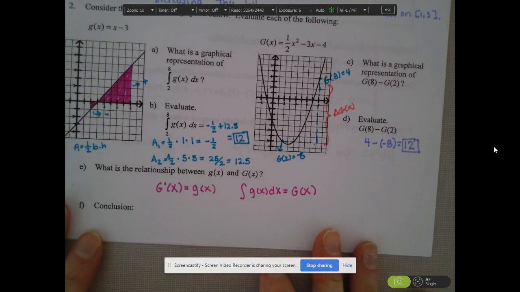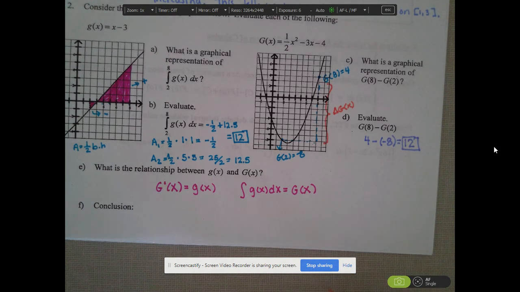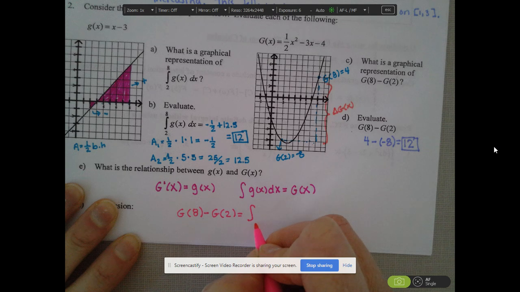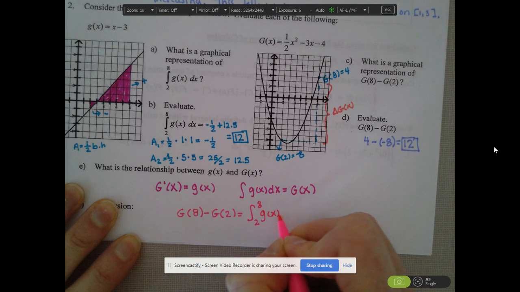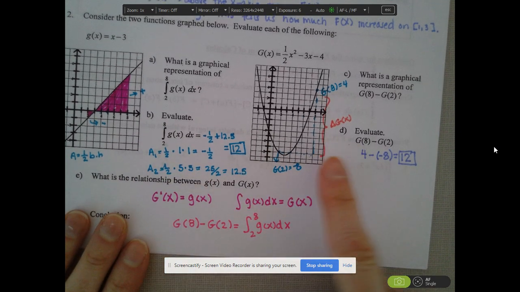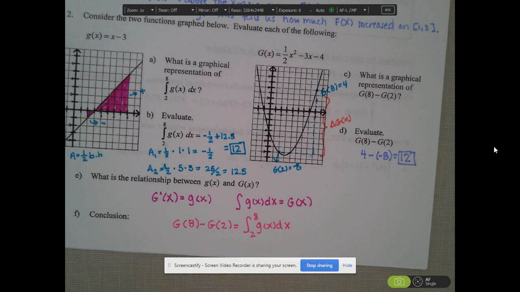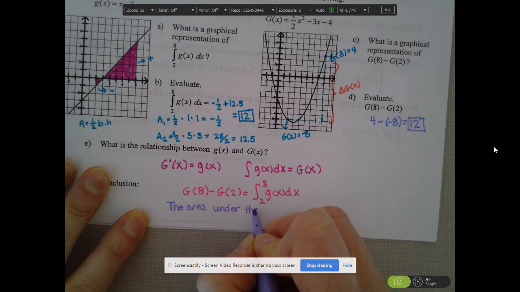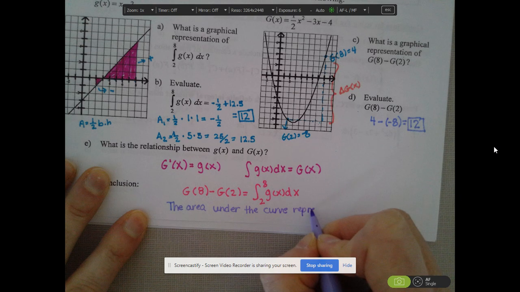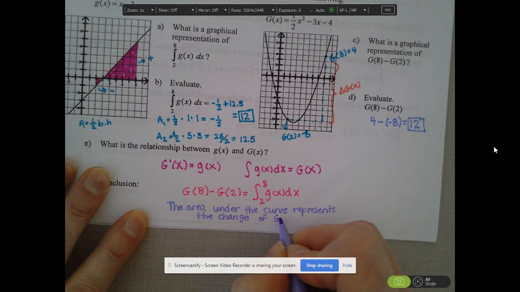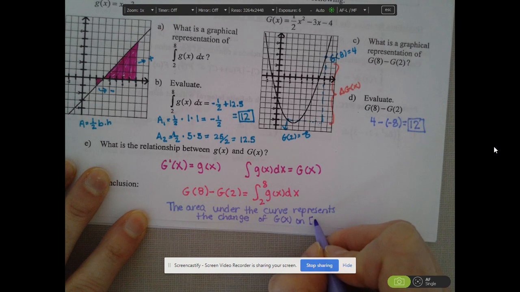That's slightly annoying. Okay, so our conclusion should be the same conclusion we had from before, that G of 8 minus G of 2 is the same as your integral from 2 to 8. This region under the curve is representing the change. It tells us how much we've changed from 2 to 8. So I'll write that down: the area under the curve represents the change of G of x on the interval from 2 to 8.